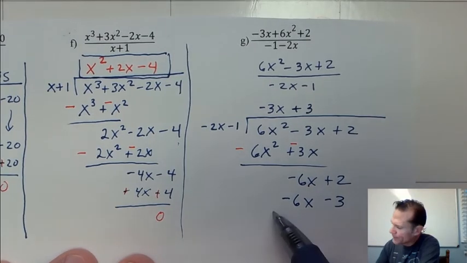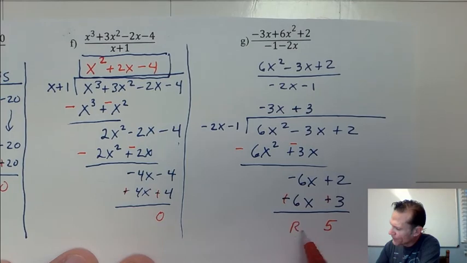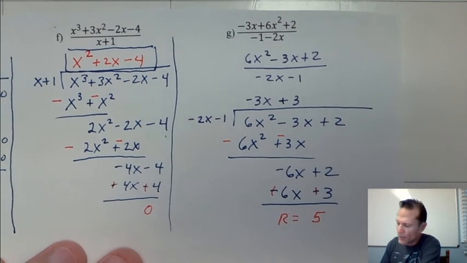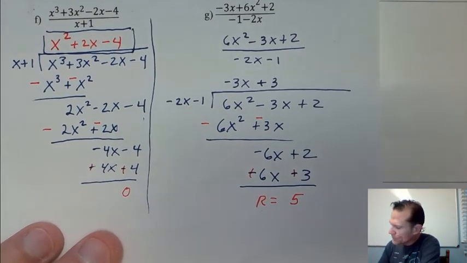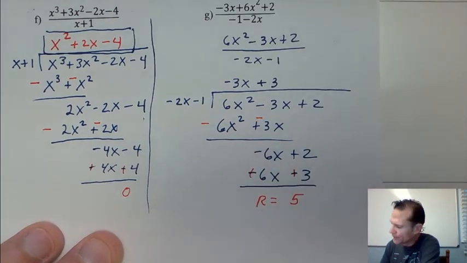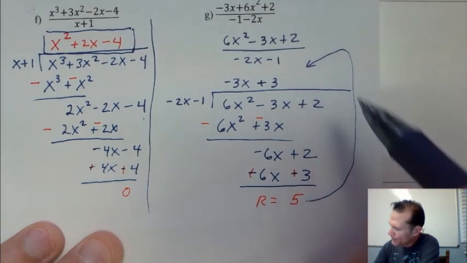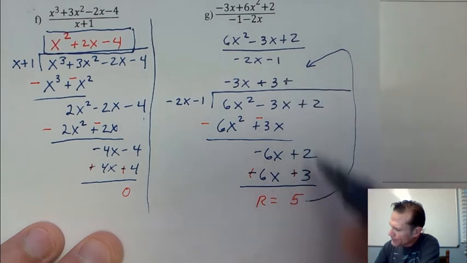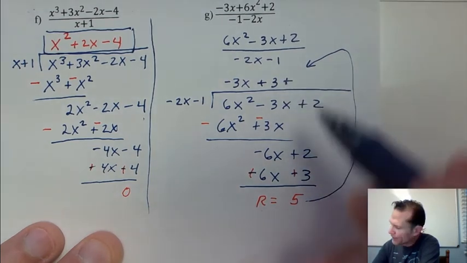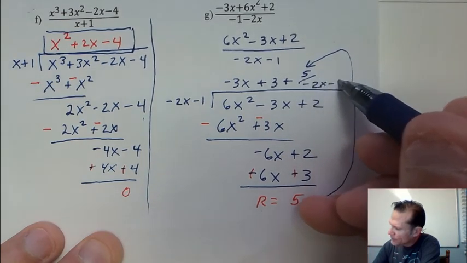So I'll draw the line, change my signs, and what happens here is this time I get a remainder of 5. So how do we handle our remainder? Remember, we take our remainder and we write it over what we were dividing by. Okay, so I would take this, bring it way up top here. I put a plus sign because that's a positive 5, and then I have 5 over negative 2x minus 1.